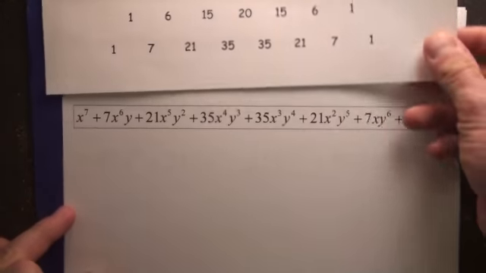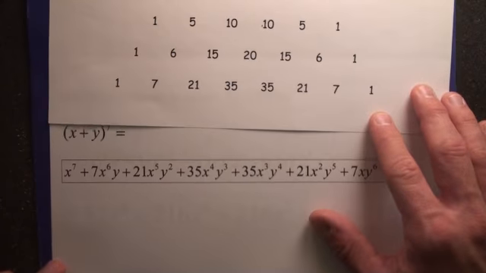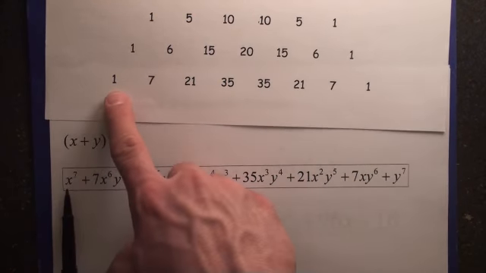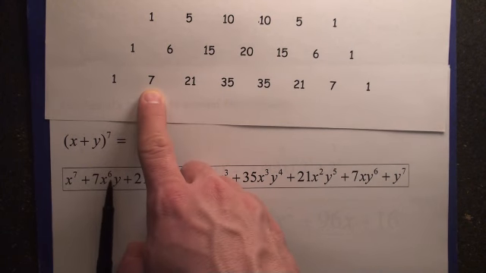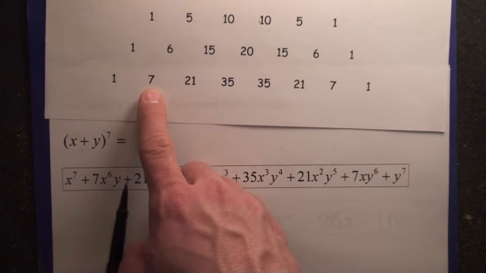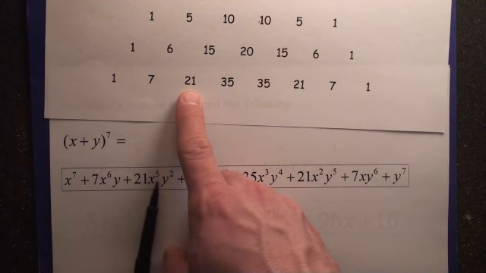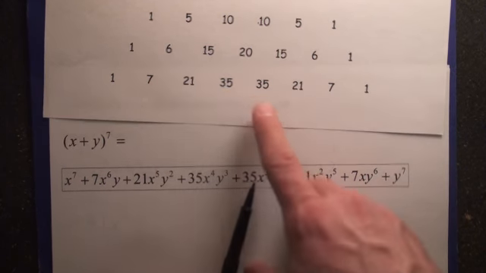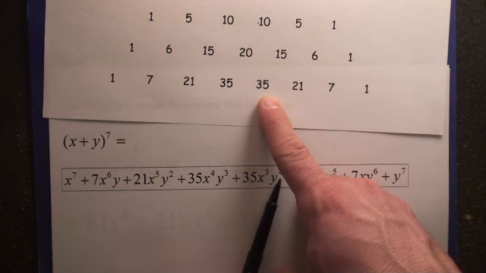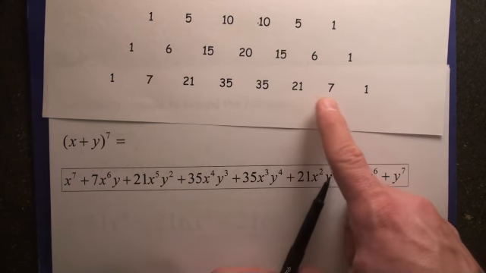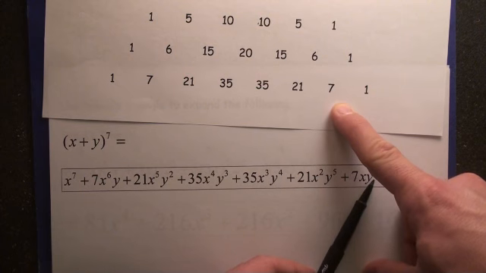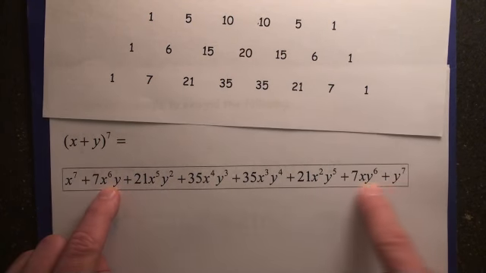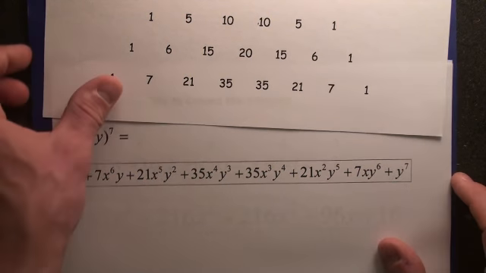So therefore, the correct answer to x plus y to the 7th is x to the 7th plus 7x to the 6th y, plus 21x to the 5th y squared plus 35x to the 4th y cubed plus 35x to the 3rd y to the 4th plus 21x squared y to the 5th plus 7xy to the 6th plus y to the 7th. Now, how do we know what to use for the exponents?